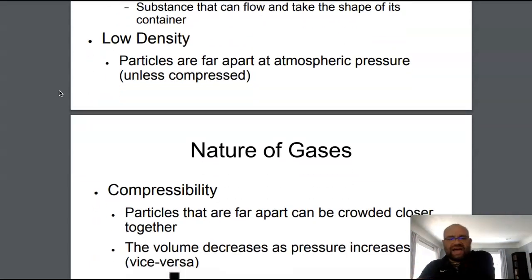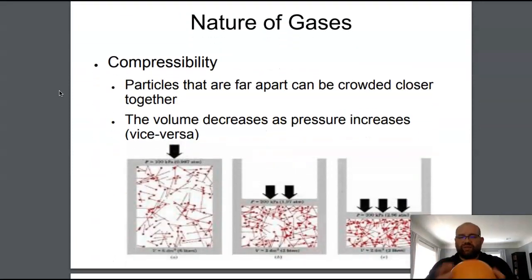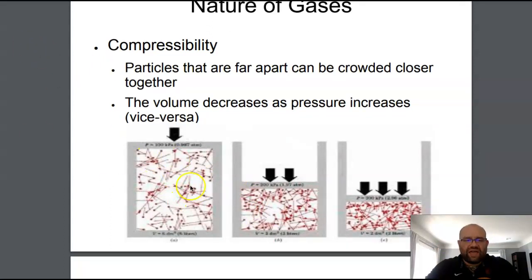Okay, so gases. Gases are compressible. Like this balloon, I can squeeze it down. If we decrease the volume, we see that the pressure will increase. Here we have a schematic: if we decrease the volume, if we press down on this, notice what happens to the number of collisions with the walls of the container. The collisions with the wall of the container increase, therefore the pressure will also increase.